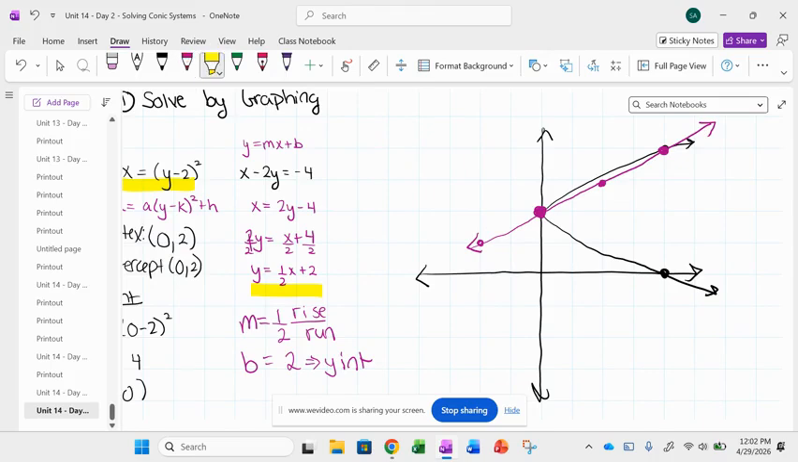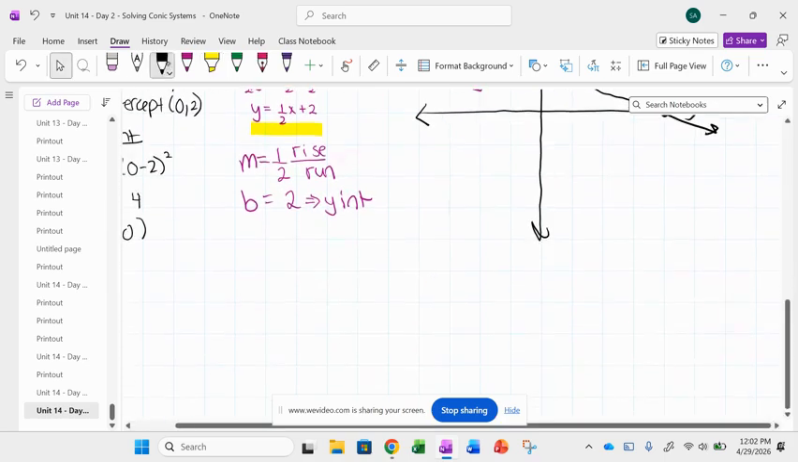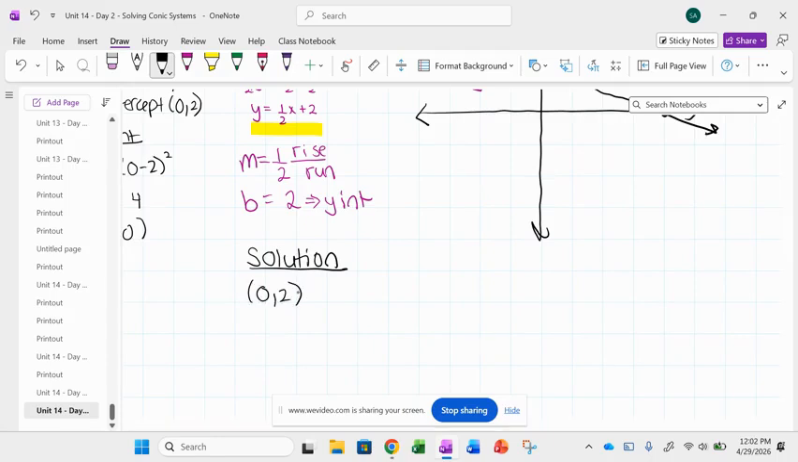How many points of intersection do we have? 2. So how many solutions do we have? 2. So my solutions will be the points where we intersect. So the solution will be the point (0, 2), and the other point is the point (4, 4).